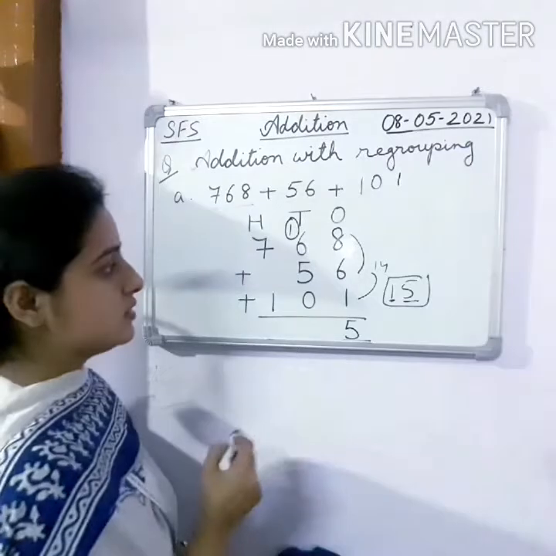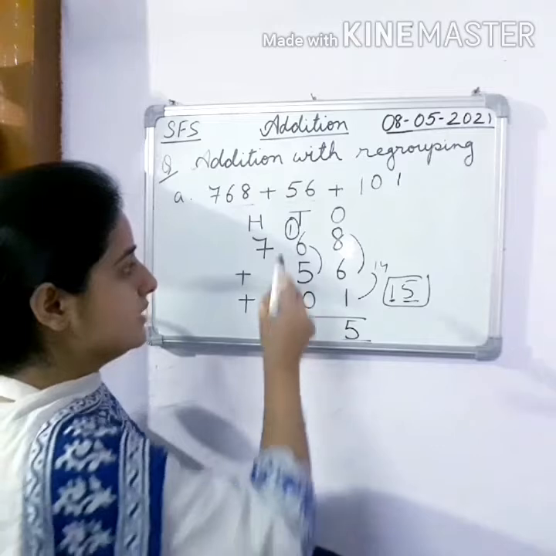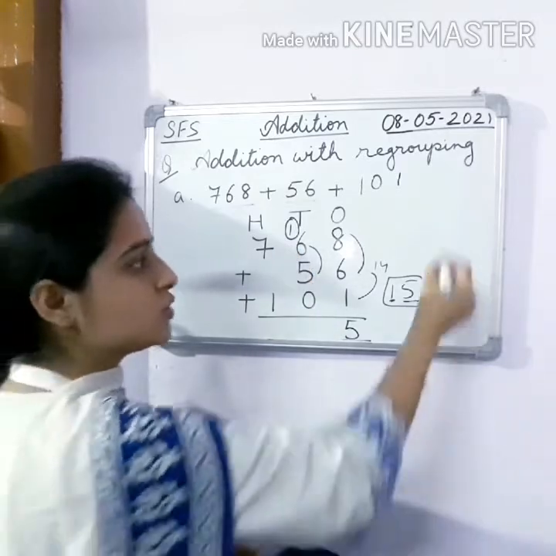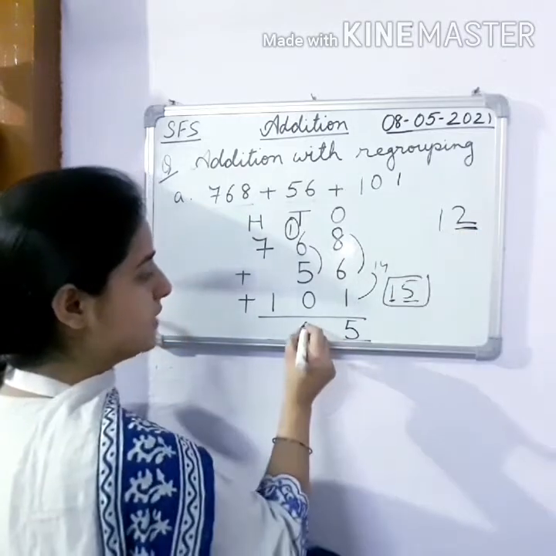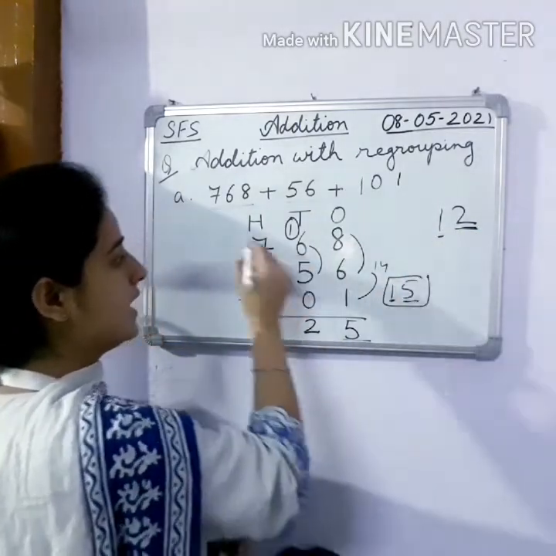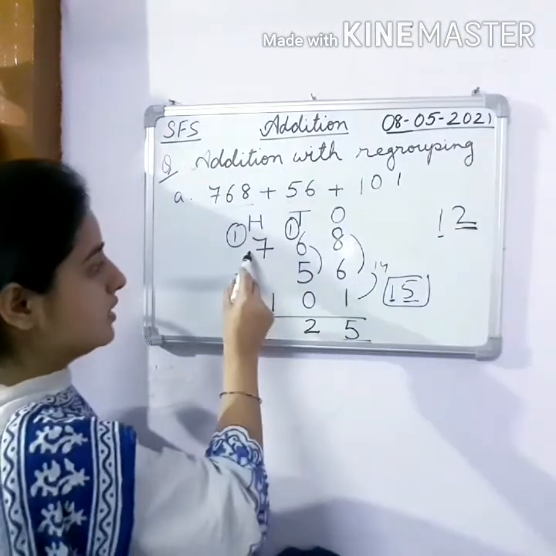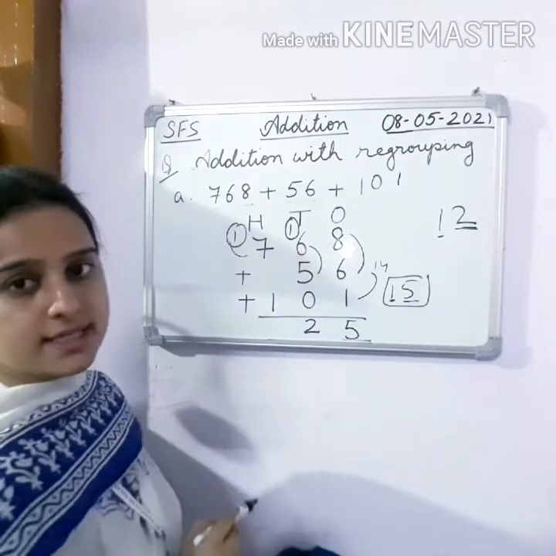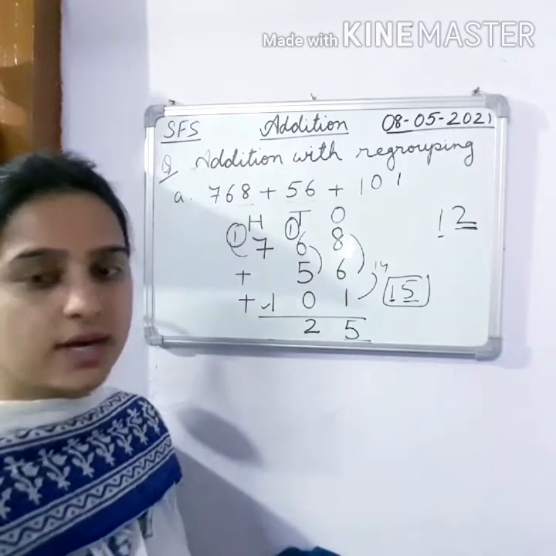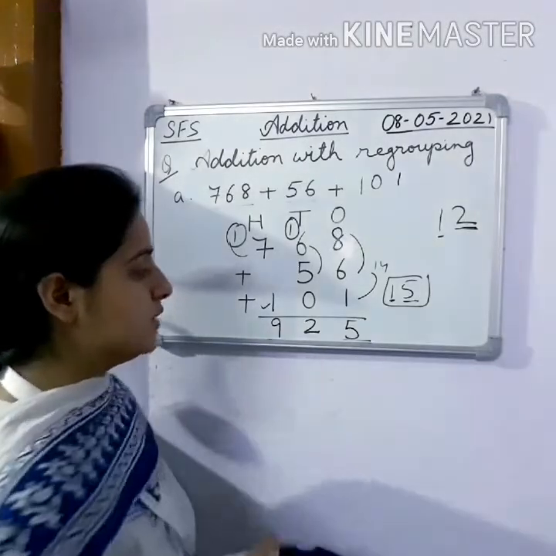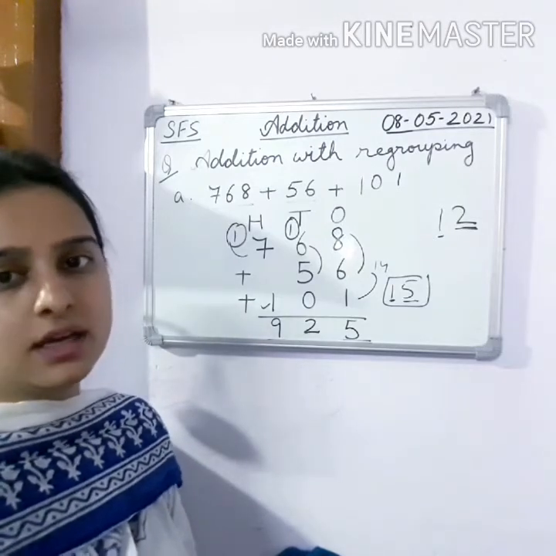Okay, so let's count this now. 6 plus 5 is what? 11. Then 11 plus 1 is what? 12. Again you are getting 12. So we will write 2 in tens place and 1 will be carried over to hundreds place. Okay, now let's count here. 1 plus 7 is 8. Then 8 plus 1 is 9. So we get here 925. So this is how we do addition with regrouping.